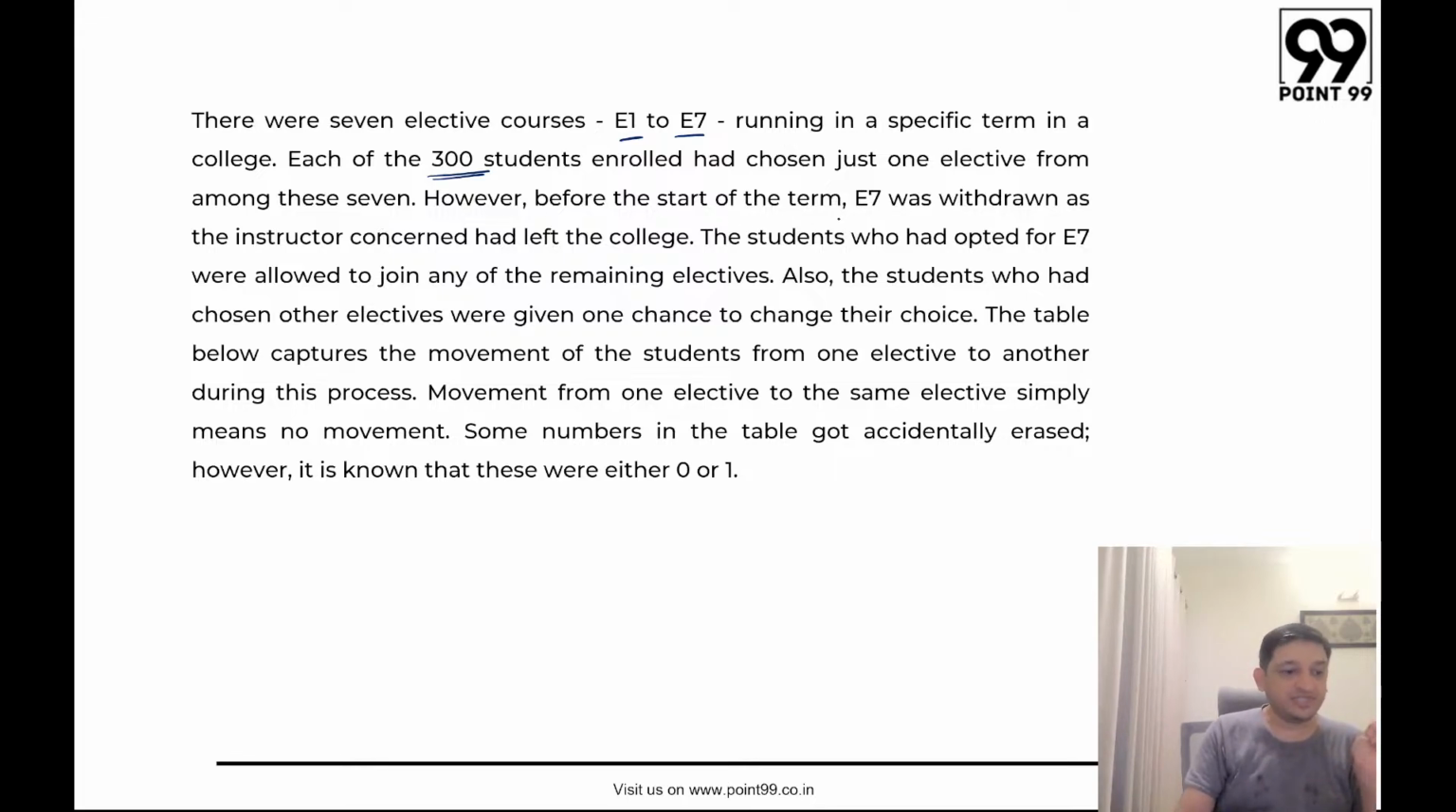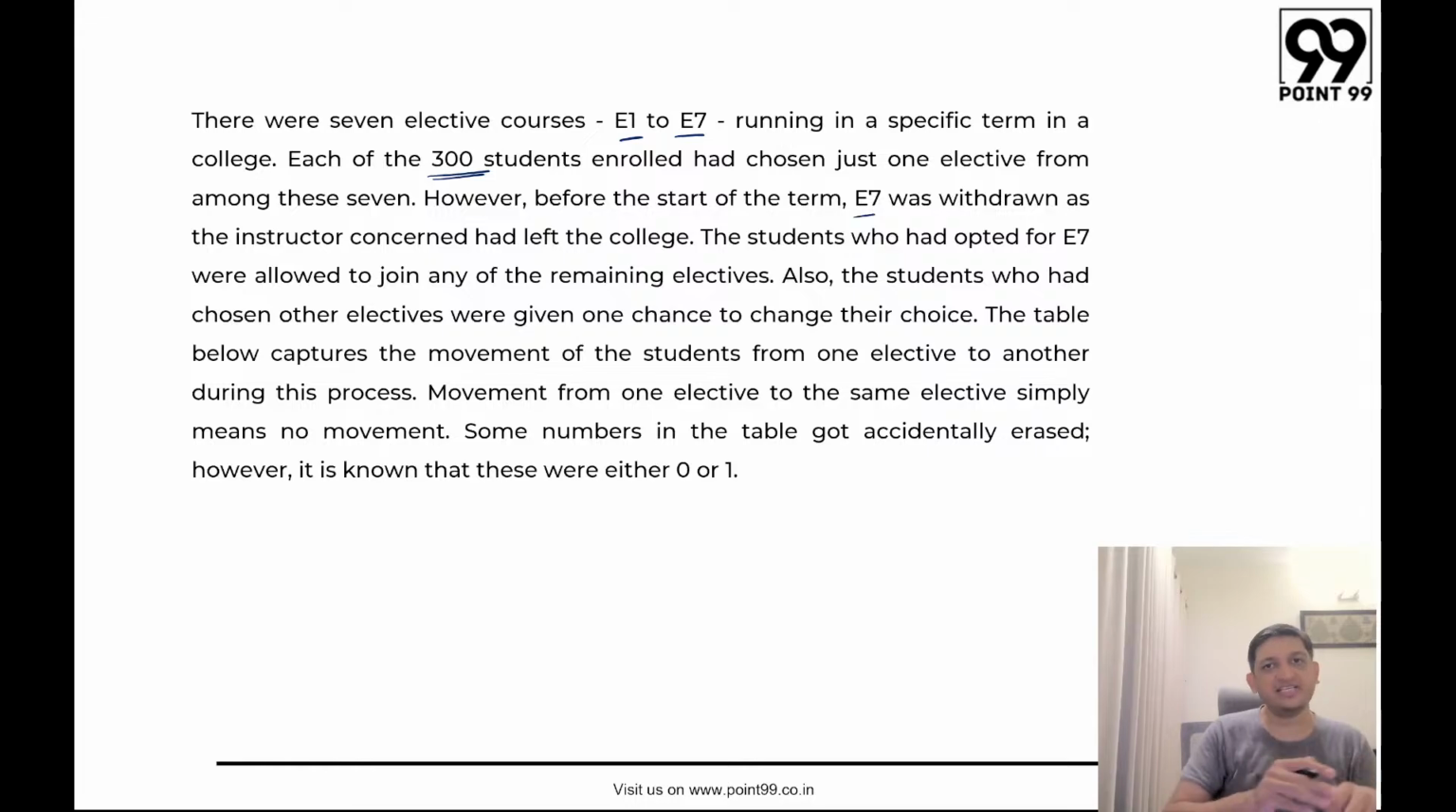However, before the start of the term, E7 was withdrawn as the instructor concerned had left the college. So E7 was cancelled. The students who had opted for E7 were allowed to join any of the remaining electives, right? Also, the students who had chosen other electives were given one chance to change their choice.